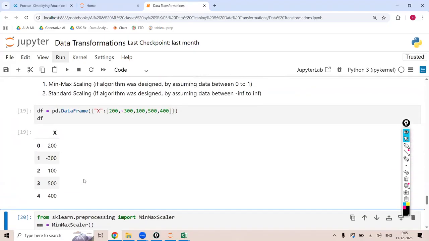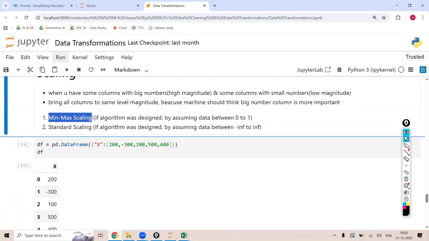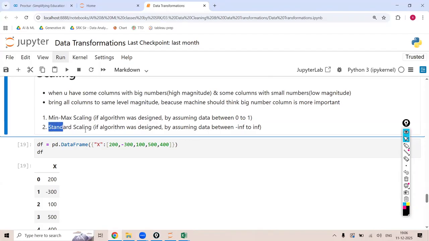So this min-max scaling is also called normalization. Another name of min-max scalar is normalization. Standard scalar is called standardization. Normalization, standardization. Right? Standard scaling is nothing but standardization. Okay. Now this min-max scalar is also called normalization.